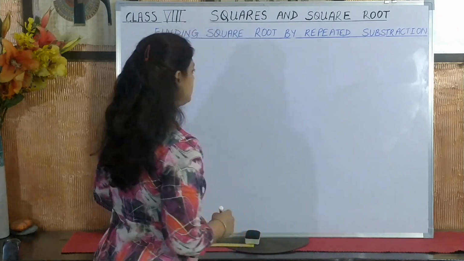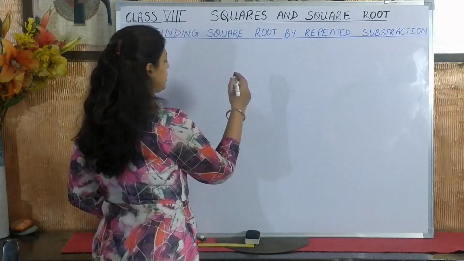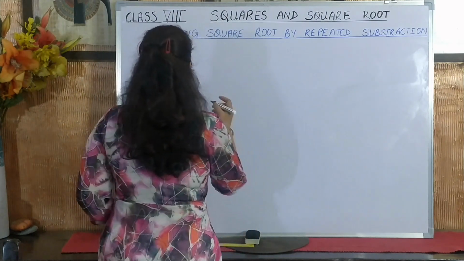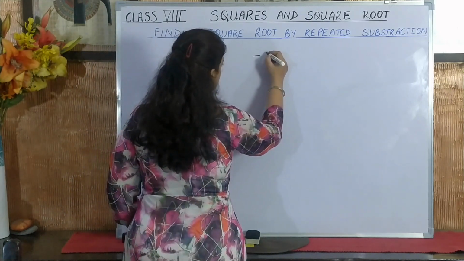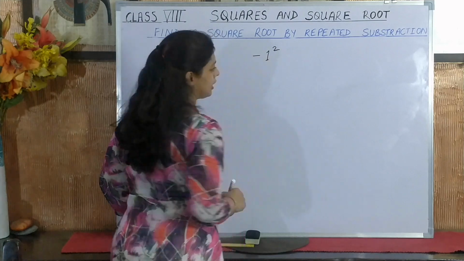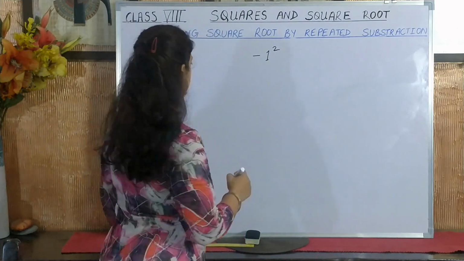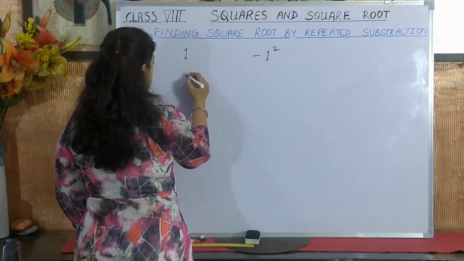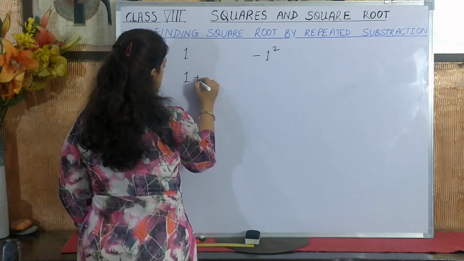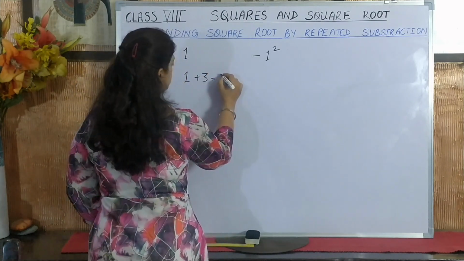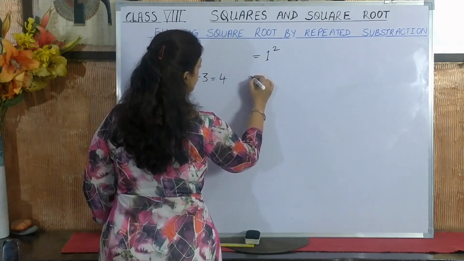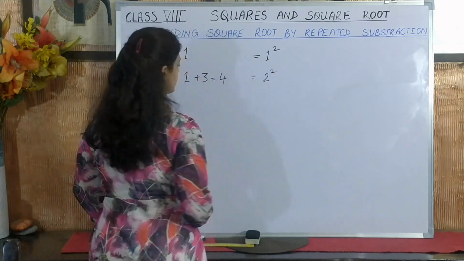Now we all know that odd numbers starting from 1 are 1, 3, 5, 7 and so on. So the first odd number is 1. 1 can be written as 1 square. It is a perfect square by itself. Now the sum of the first two consecutive odd numbers, 1 plus 3, is 4, which is equal to 2 square.